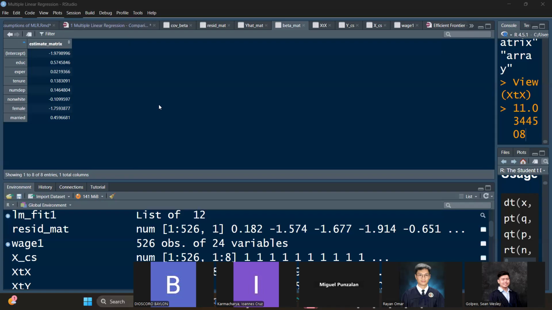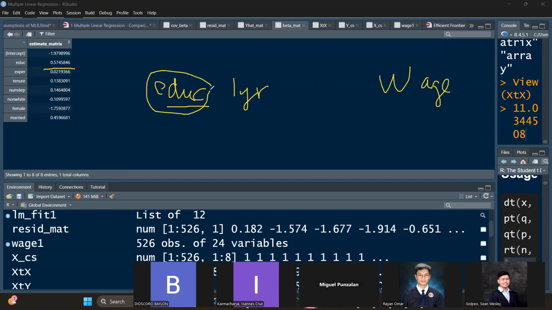Okay. So quickly, class, what's the meaning of this 0.57? How do we interpret this? It means that this one, education, class, is the marginal effect of education on your wage. Okay, and what does it mean? For every 1 year increase, why did I use 1 year? Because education is in years. For every 1 year increase in education, there's a corresponding 0.57.